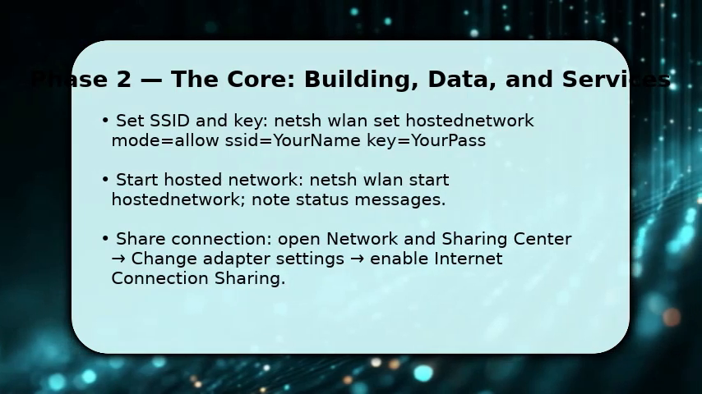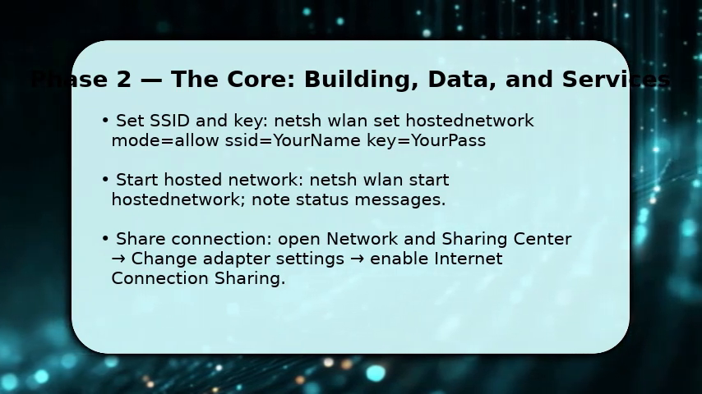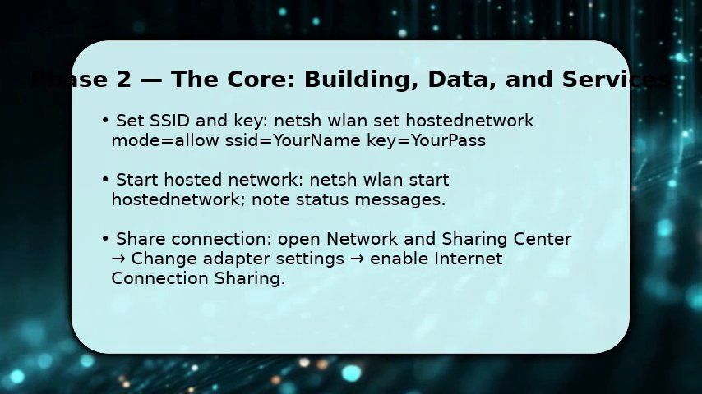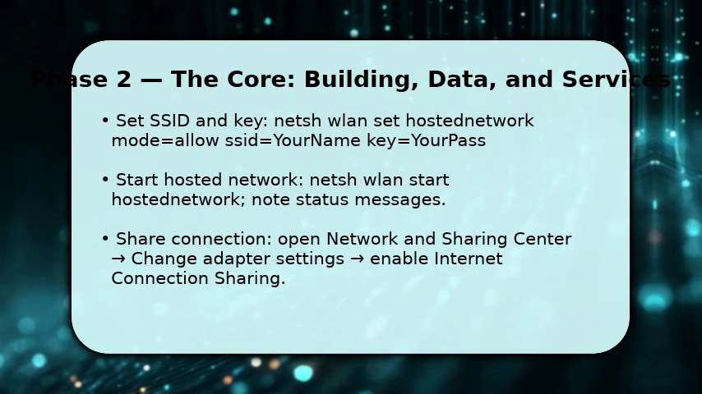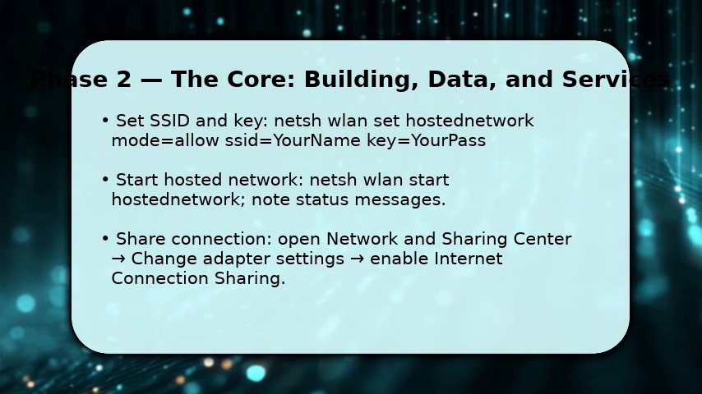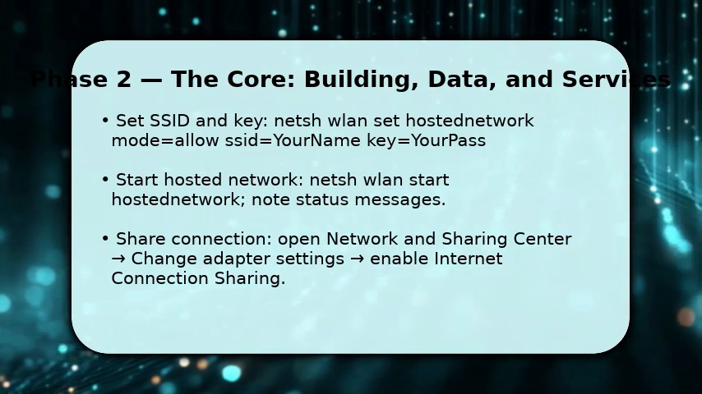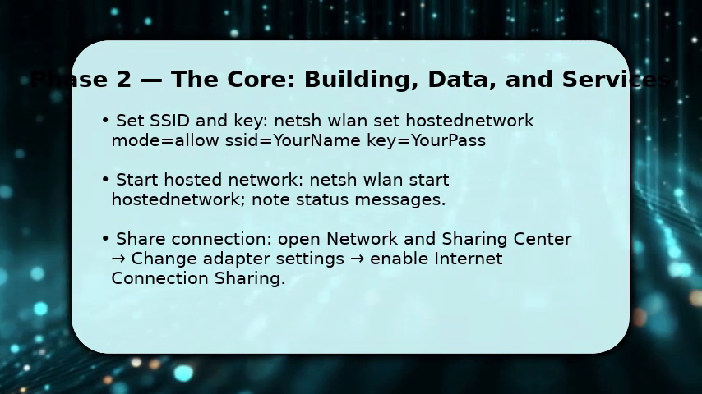Now you configure and launch the hotspot. Type netsh wlan set hostednetwork mode=allow ssid=yourname key=yourpass to create a virtual network. This establishes both the SSID and WPA2 passphrase. Next, start it with netsh wlan start hostednetwork. Watch the command prompt for success messages.